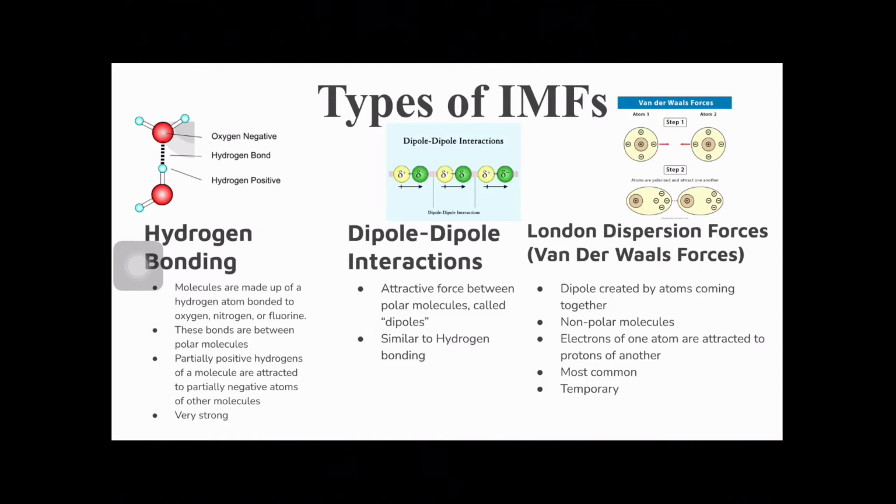The partially positive hydrogens of one molecule are attracted to the partially negative fluorines, oxygens, or nitrogens of other molecules, and vice versa, and this attraction creates hydrogen bonds, which are extremely strong. The second major IMF is a dipole-dipole interaction.